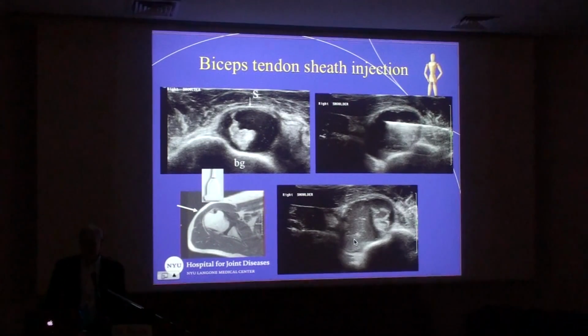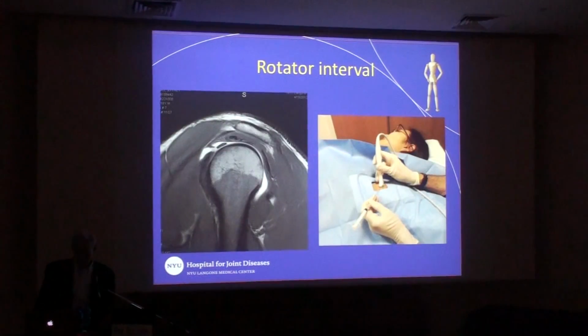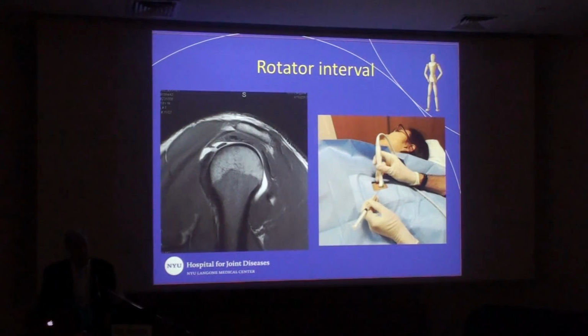Now, we don't always have the benefit of having fluid distension of the tendon sheath. So what do you do if there's no fluid distension? Well, the approach that I've been using of late is actually going directly into the rotator interval. Now, as indicated very nicely by Dr. Steinbeck, if you look at the rotator interval, there's a biceps pulley mechanism that surrounds that.